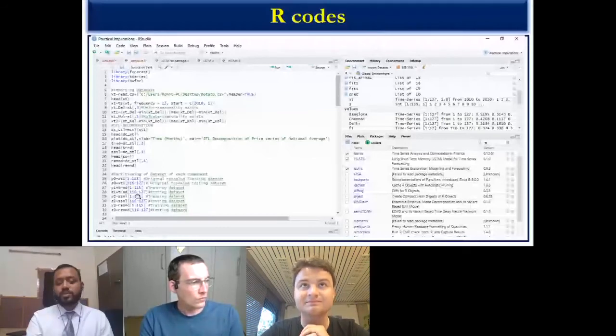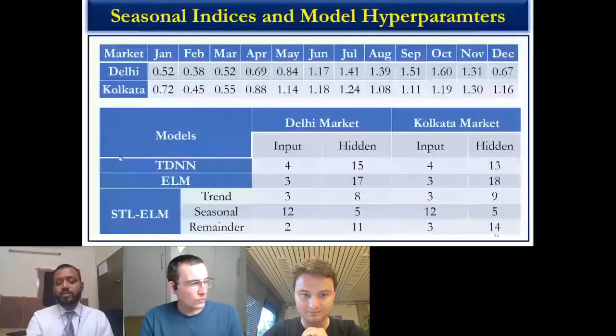So these are the seasonal indices of the Delhi and Kolkata price series, and we can see that from June to October, November, there is a high price rise. And these are the hyperparameters of the other optimized models like ELM and TDNN, with different input nodes and hidden nodes, to get the optimized results.